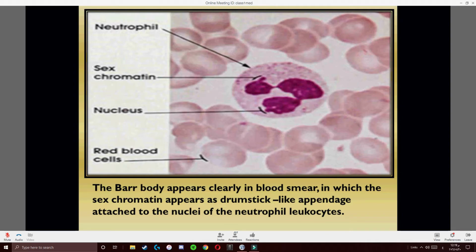The bar body appears clearly in the blood smear also, in which the sex chromatin appears as a drumstick-like structure attached to the nuclei of neutrophil leukocytes. These are the white blood cells, neutrophils, which have a multi-lobed nucleus. We notice the sex chromatin in this shape, like a drumstick.